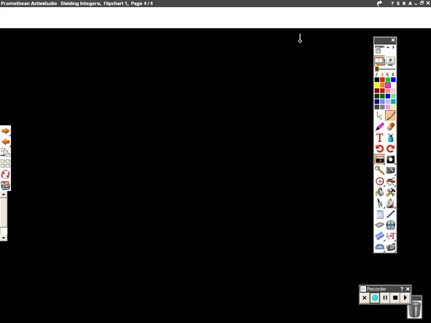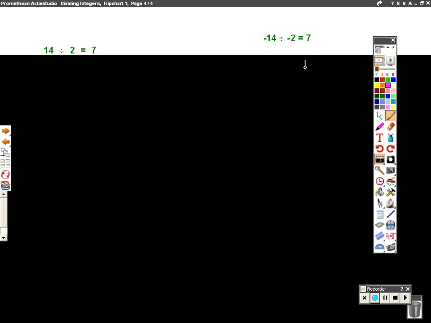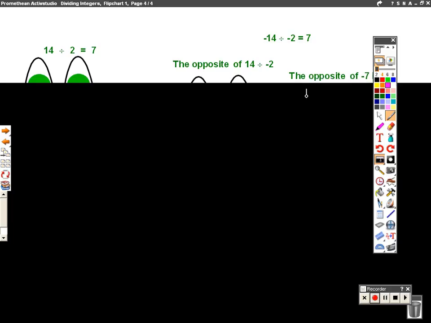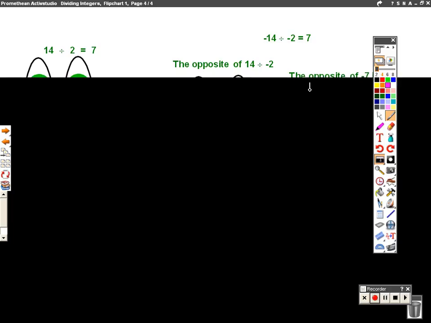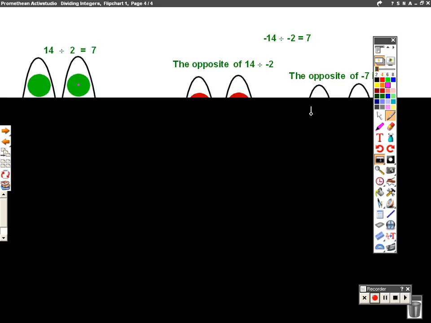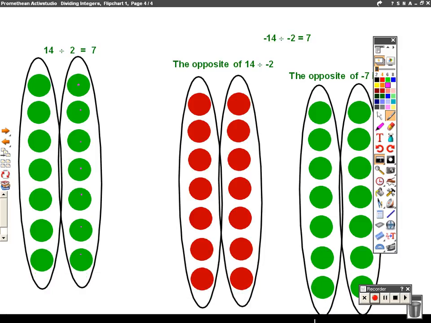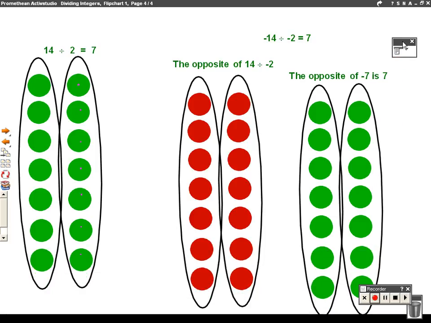Well, negative 14 divided by negative 2. So that's the opposite of 14 divided by negative 2. So let's look. The opposite of 14 divided by negative 2. Well, 14 divided by negative 2 equals negative 7. What's the opposite of negative 7? 7. So negative 14 divided by negative 2 equals 7.